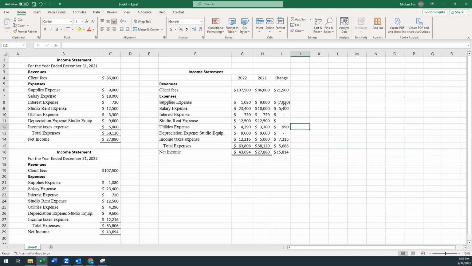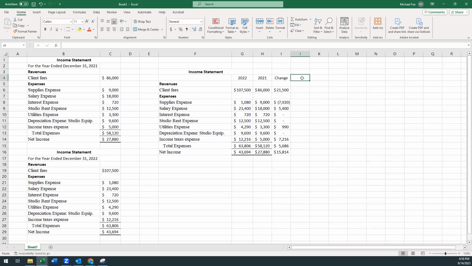Our supplies expense went way down 7,920. Salary expense went up. No change to interest expense or studio rent expense. Utilities expense went up. Depreciation expense stayed the same. And our income taxes went up quite a bit. And then our total expenses went up quite a bit. And then our net income went up quite a bit.